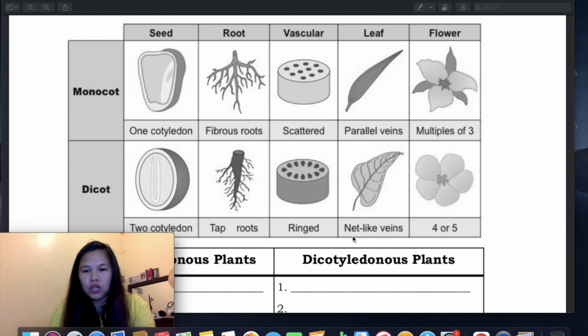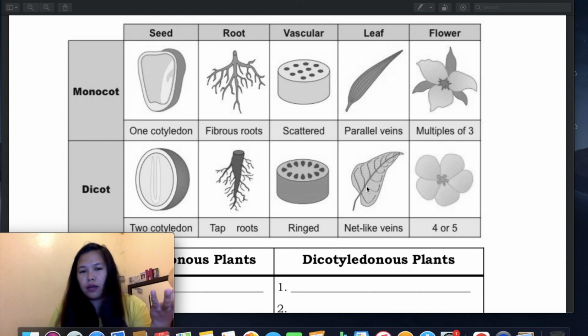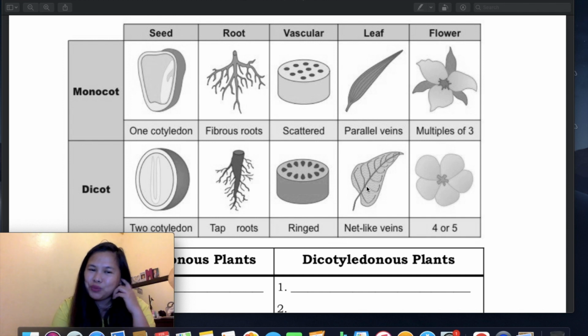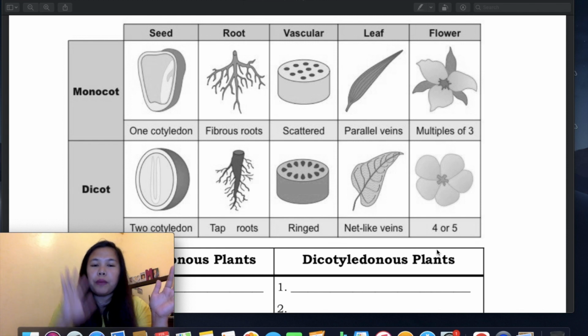So, sa net-like veins, ito yung paganyan. Ay, marami ako nakikitang ganito. So, kung meron naman kayong cellphone, pwede nyo picturean yung mga yan. And then, pwede nyo i-upload or i-send sa messenger. Yo, ma'am, ito yung dicot. Wow, how amazing. Ganon. Then, multiple, yung petals niya is 4 or 5. Okay, pag may nakikita ka ng petals na 4 or 5, so ibig sabihin dicot po siya.